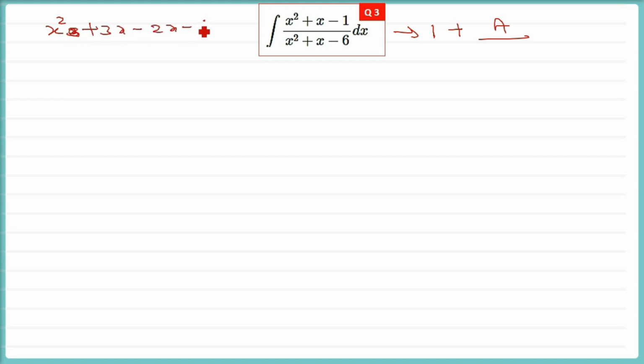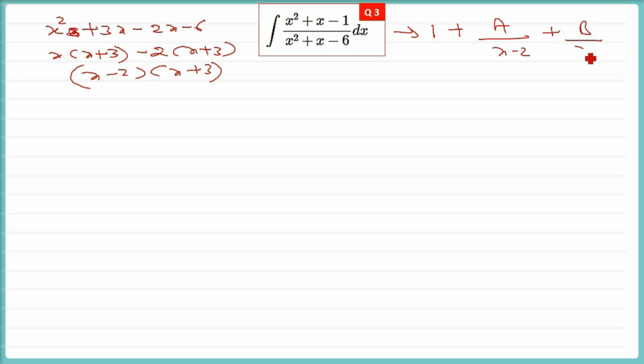So x² + 3x − 2x − 6. You can take x common, x + 3 will be there. You can take negative 2 common, x + 3 will be there. So (x − 2) into (x + 3) is there. So you can write it as 1 plus a divided by (x − 2) plus b divided by (x + 3). Now initially I told you that this is how you're going to write this. But how this 1 has come, how this a and b has x − 2 and x + 3 as the denominator, let's start from the scratch, that is from the beginning.